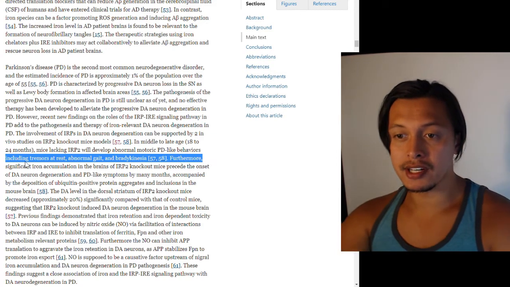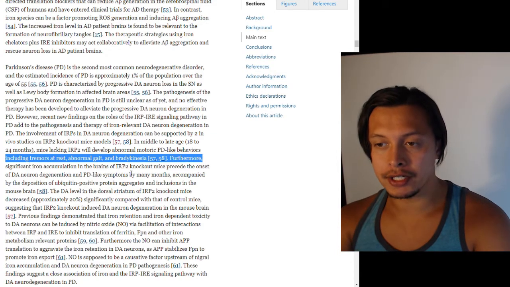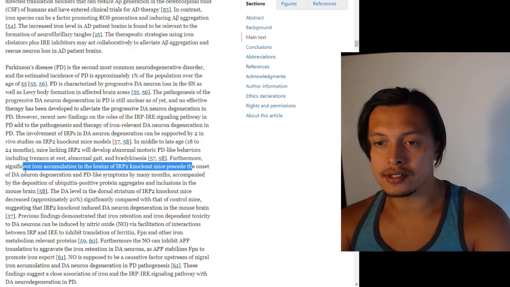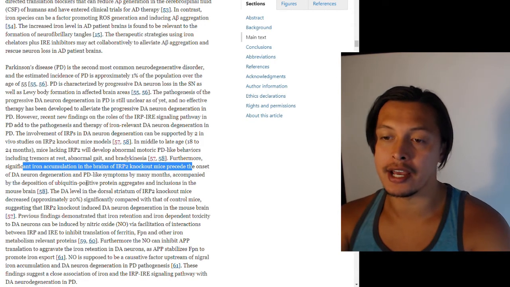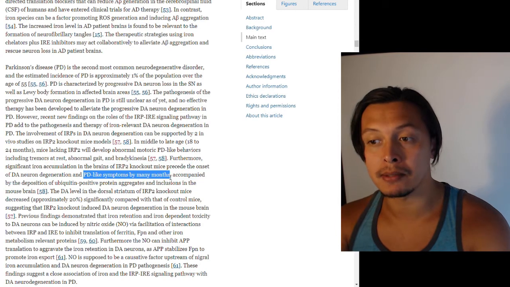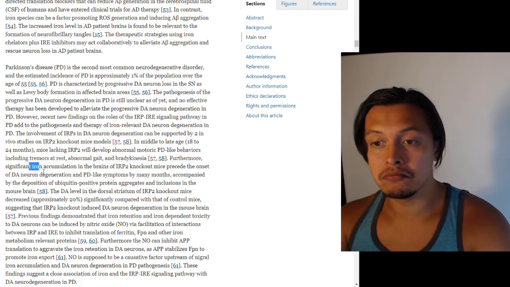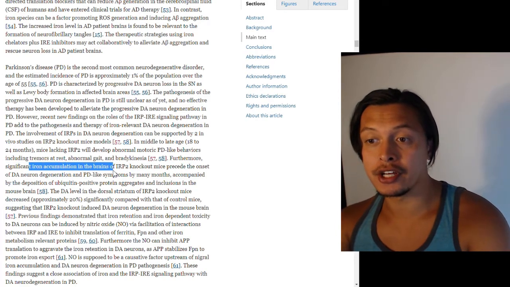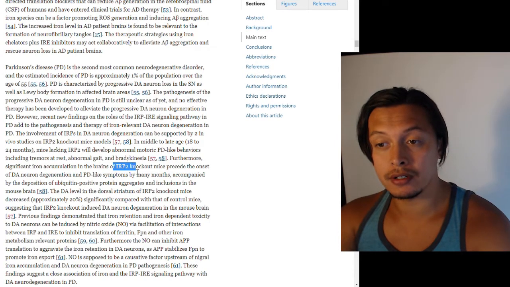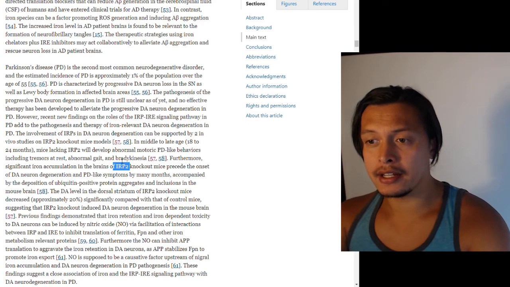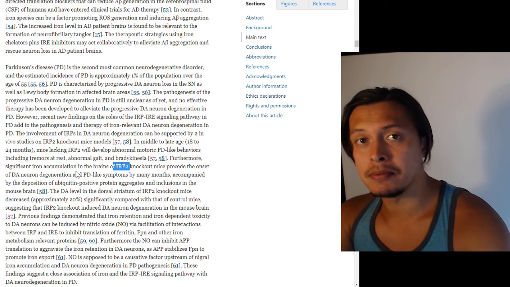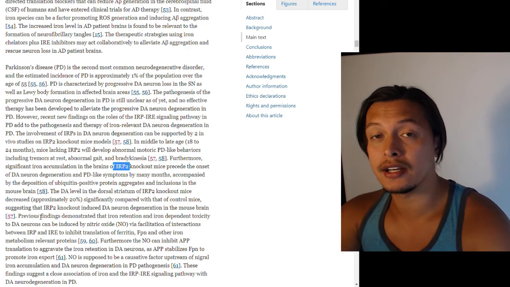So furthermore, significant iron accumulation in the brains of the IRP2 knockout mice precede the onset of dopaminergic neuron degeneration and Parkinson's disease-like symptoms by many months. So you basically have iron accumulation in the brains of these iron regulatory protein 2 knockout mice, and then that precedes, or that comes before, these Parkinson's-like symptoms.